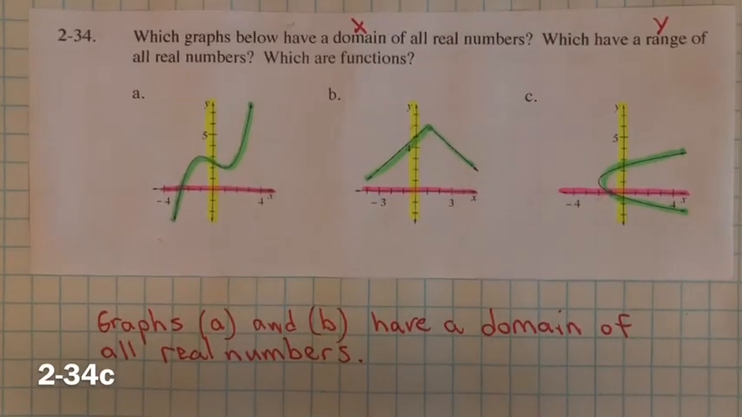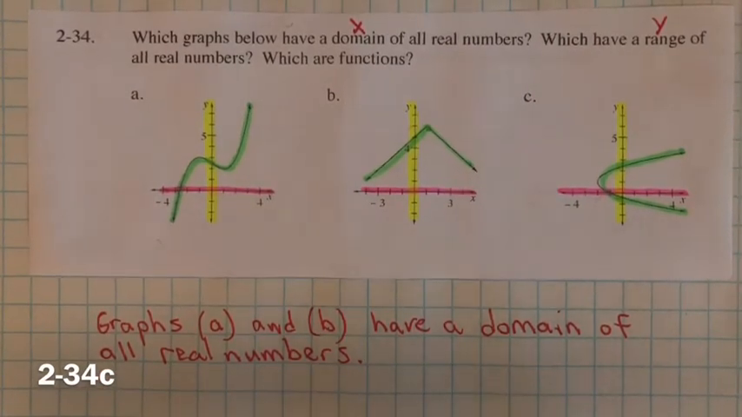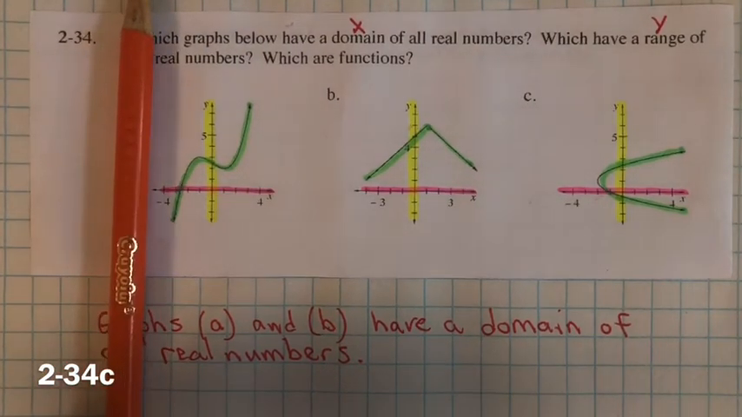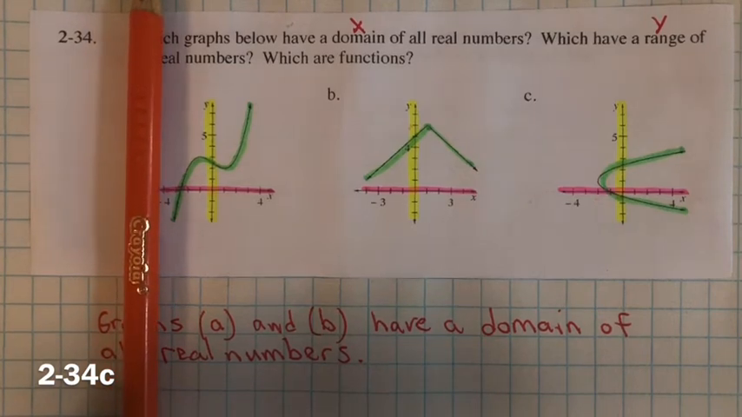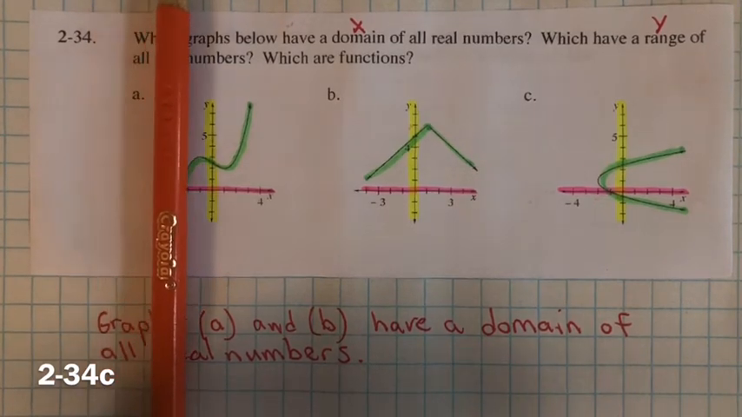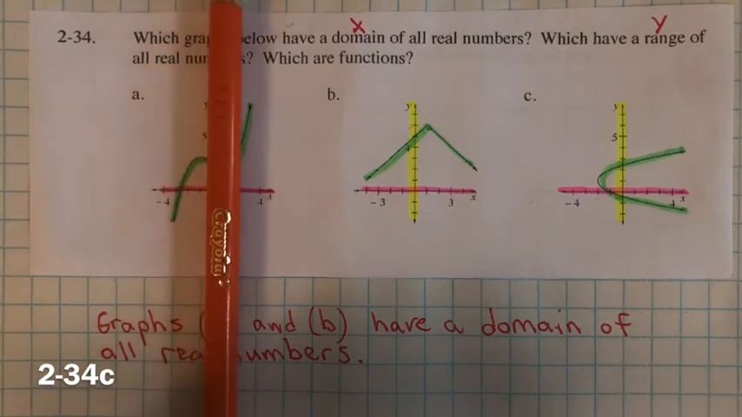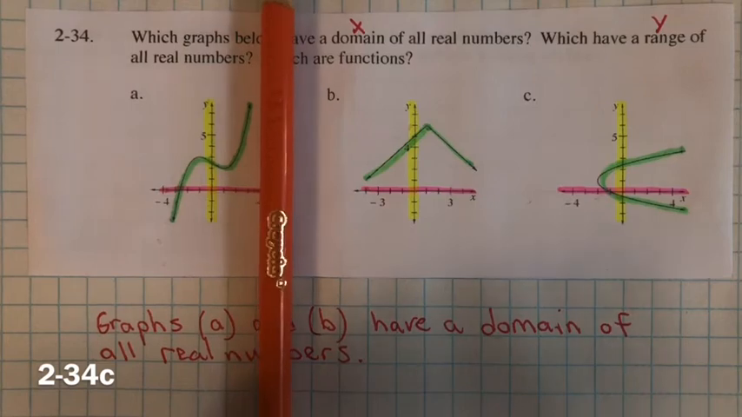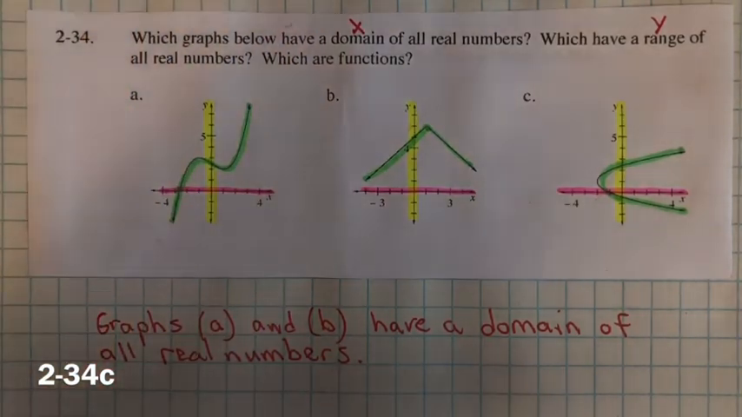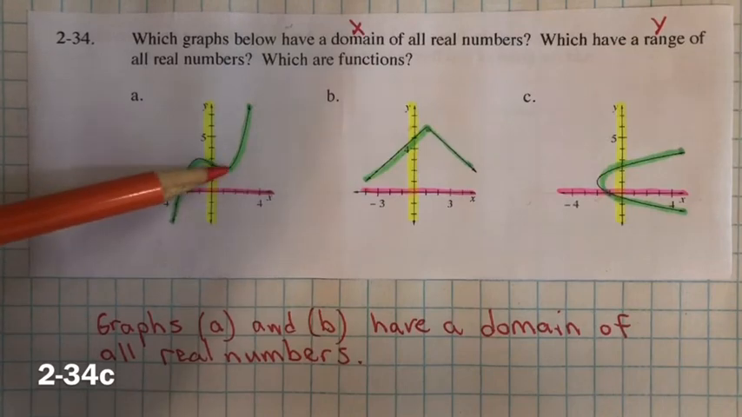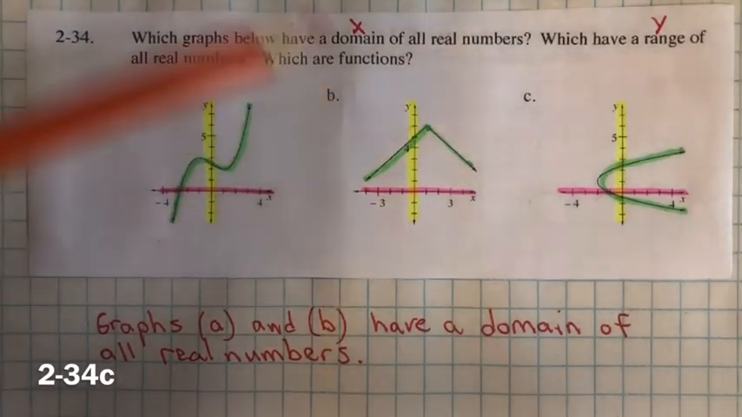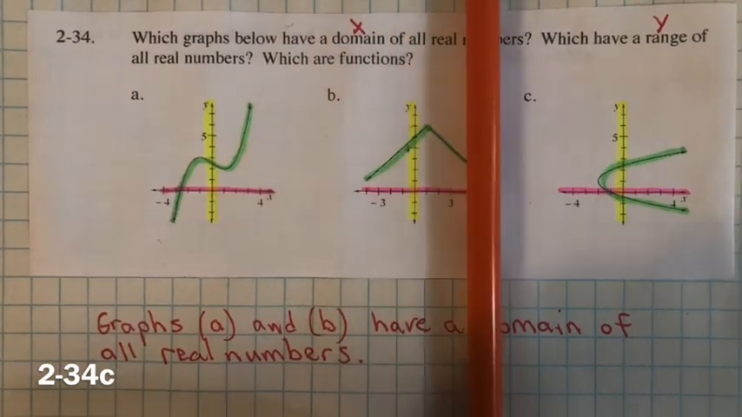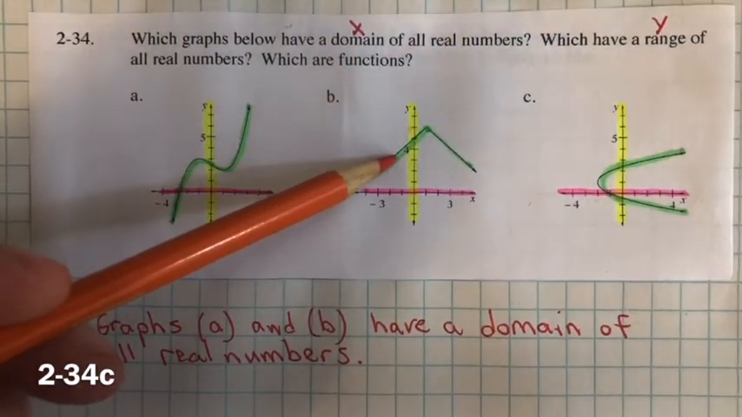The last part, which are functions? Well, the easiest way to determine that on a graph is to use the vertical line test. And you can see that at no point for graph A are there multiple outputs for the same input. So there's exactly one output for each input. The same with line B. Line B passes the vertical line test. There's exactly one output for each input.